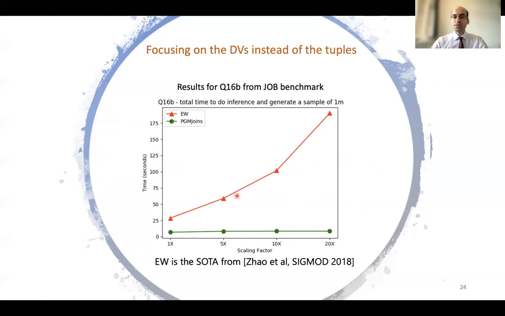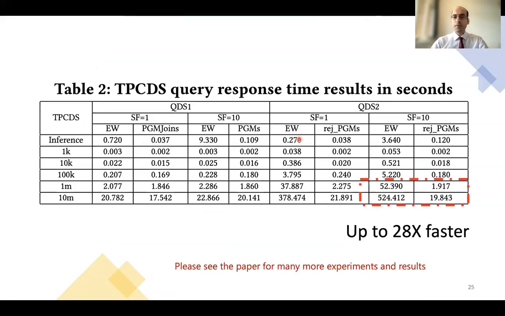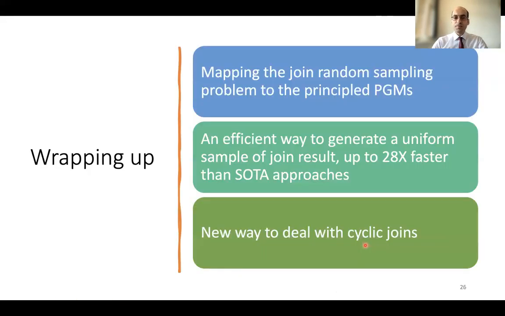But Zhu's approach is dependent on the table sizes. When we replicate data, the table size increases, but the number of distinct values doesn't increase. So their approach is dependent on the table sizes. In TPC-DS queries, the number of distinct values increases while we increase the scaling factor. Even in that case, we are up to 28 times faster than Zhu's approach.